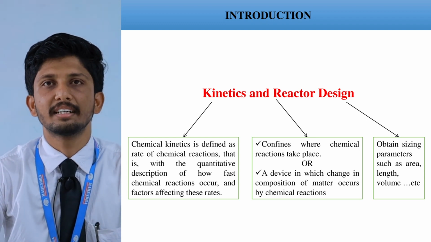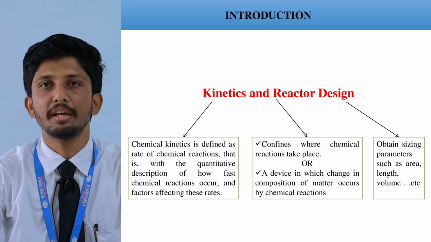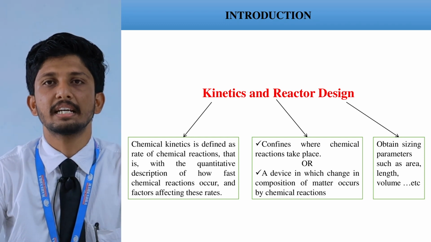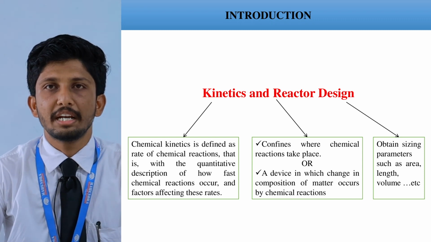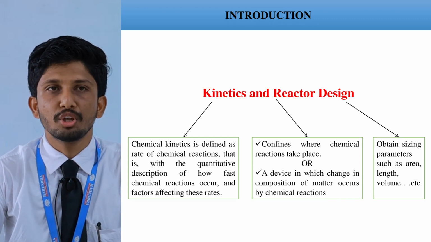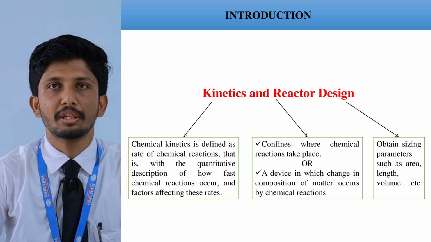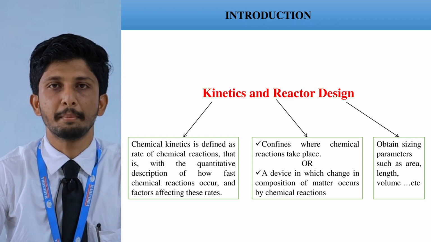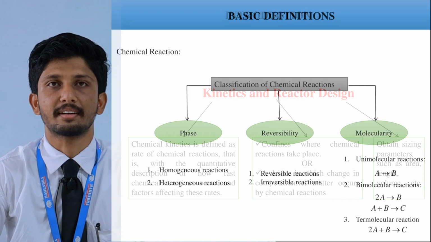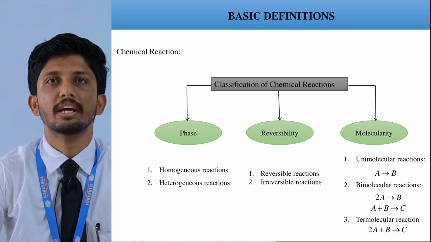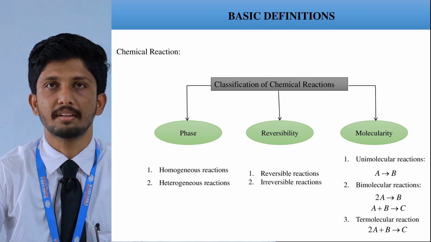So, what is a reactor? A reactor is a device or vessel or a system in which the chemical reaction can be carried out. A device in which a change in composition of matter occurs by chemical reactions. So, designing of a chemical reactor is to get size parameters such as area, length, volume, etc. What are chemical reactions? Reactions to be carried out in chemical reactors.